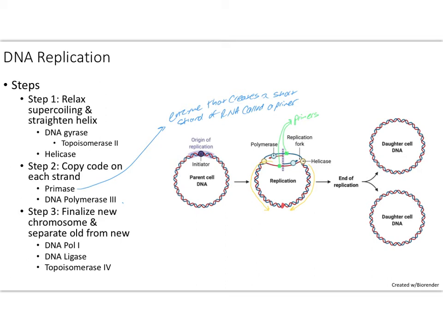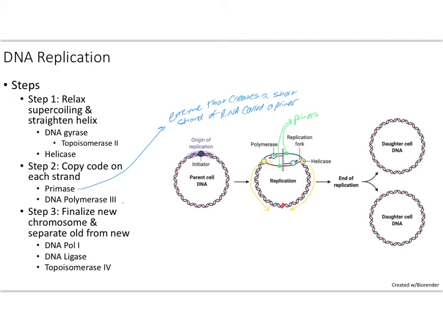In this stage, everything is pretty much done. There are a few final things to finish before we can say that the new DNA chromosome is complete and everything's ready to go. And there are 3 main enzymes involved in that process. There's DNA polymerase 1, DNA ligase, and topoisomerase 4.